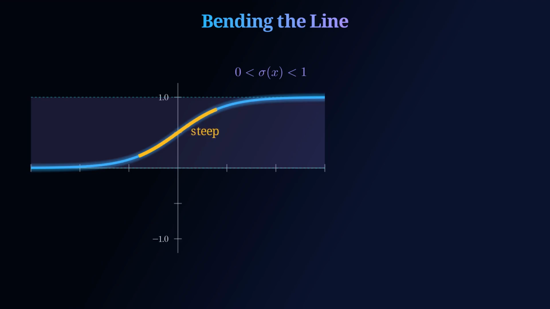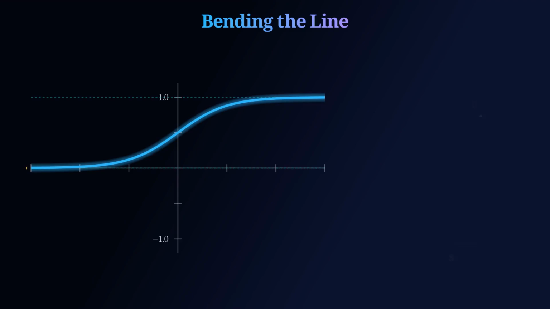In the middle it rises briskly, but out at the edges it goes almost perfectly flat. Now here's the part that matters for learning. Run the slope gauge along the sigmoid. In the center the slope is healthy and strong, but out in the flat tails the slope shrinks toward nothing.